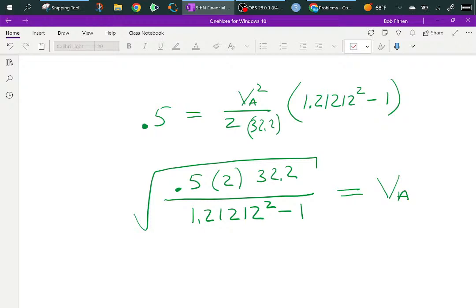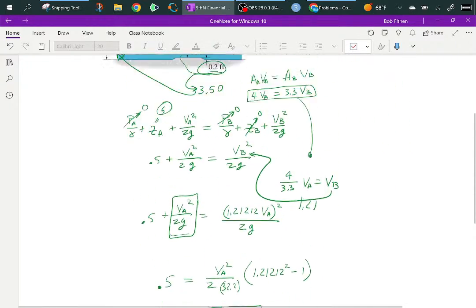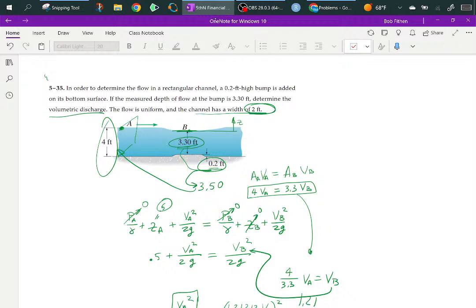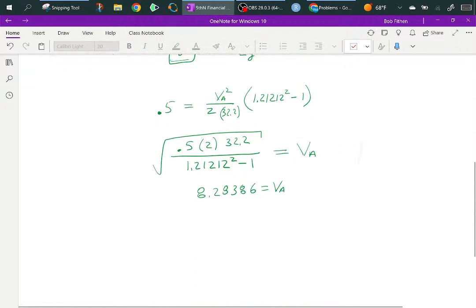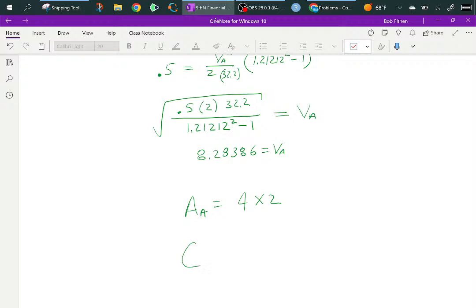Okay, wait. 0.5 times 2 times 32. Yeah. 8.28386 is equal to VA. Now that's VA. Which one was A? A's back here. So the area at A is actually 4 by 2. And so the volumetric flow rate is the area at A times the velocity A, which is equal to 8 times 8.28386.